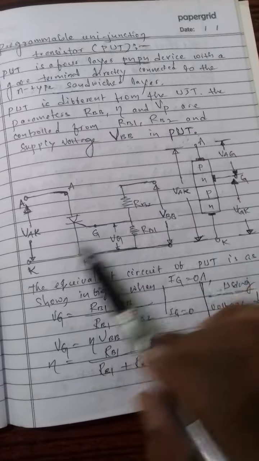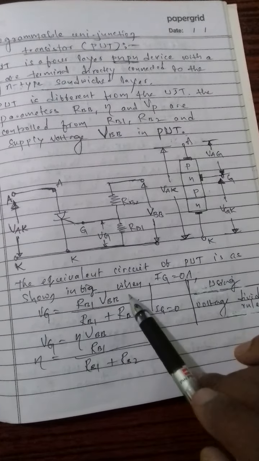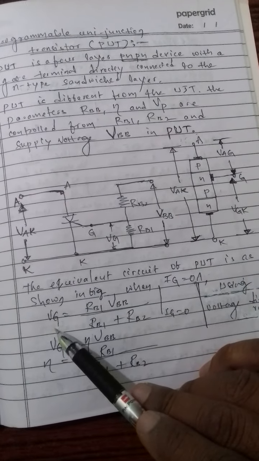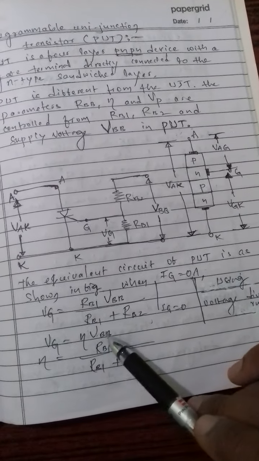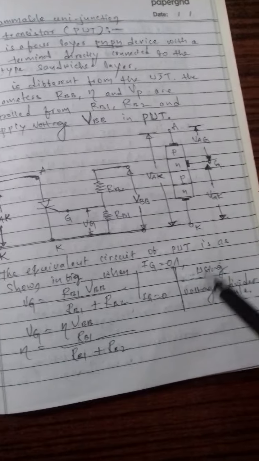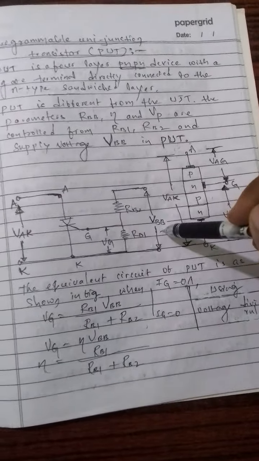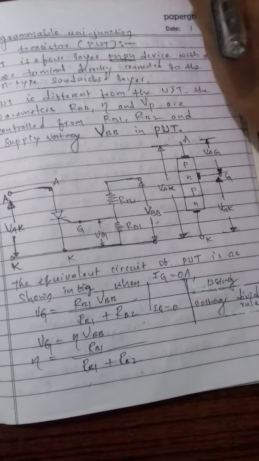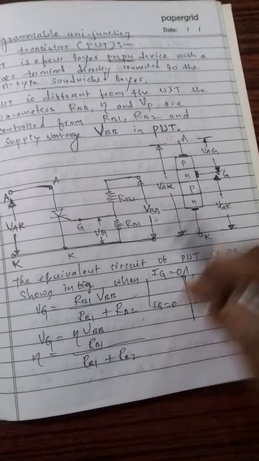Here is the equivalent circuit of the PUT, as shown in the figure. When the gate current is equal to 0 amperes, Vg is equal to RB1 VBB upon RB1 plus RB2. Vg is equal to eta VBB, where eta is equal to RB1 over RB1 plus RB2, using the voltage divider rule. Here it is the anode to cathode voltage, here it is the gate, and when gate current is equal to 0, you will get eta VBB.